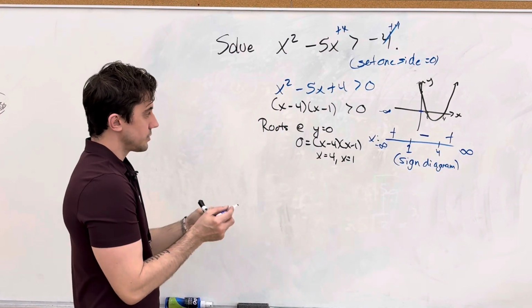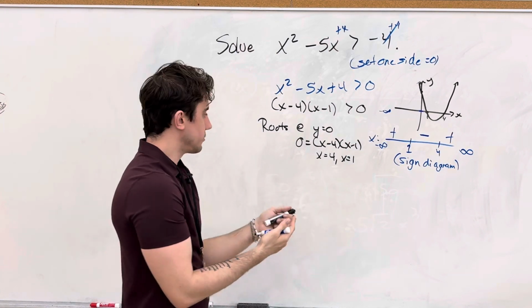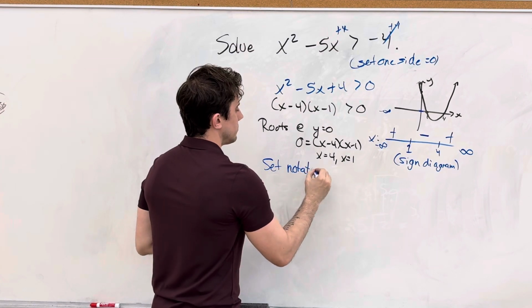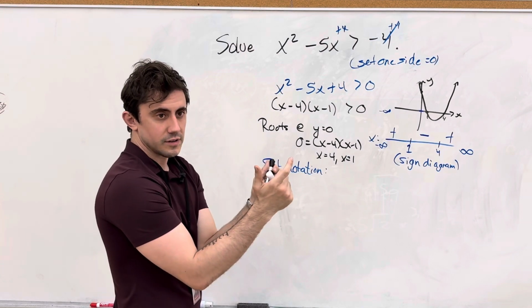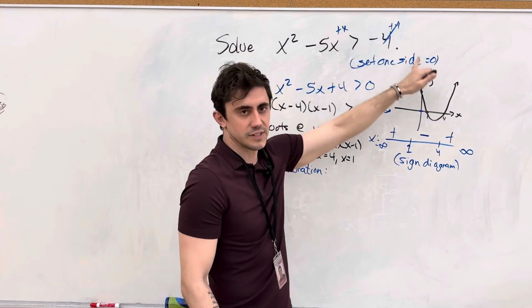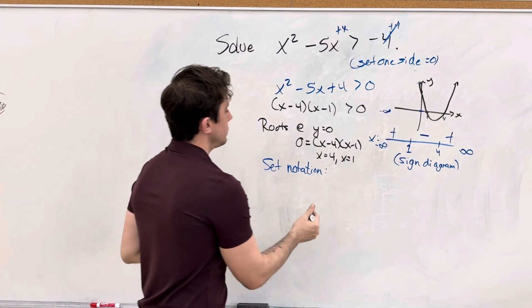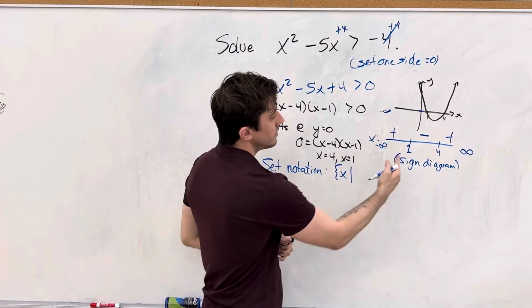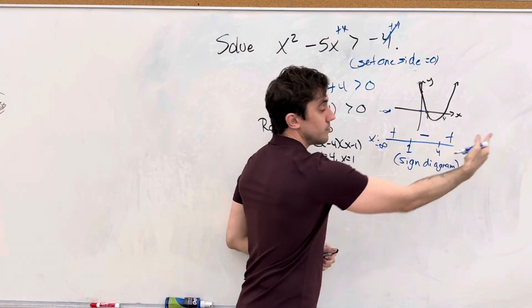And so we can write our solution for x in set notation or in interval notation. In set notation, we would write our solution to this inequality. Again, this is going to be an interval of values, right? There's no one or two specific values. This is true for a bunch of different x values. So we're going to write our answers as intervals. So we can either write it in set notation as x such that x can be less than positive 1, or x can be bigger than positive 4.